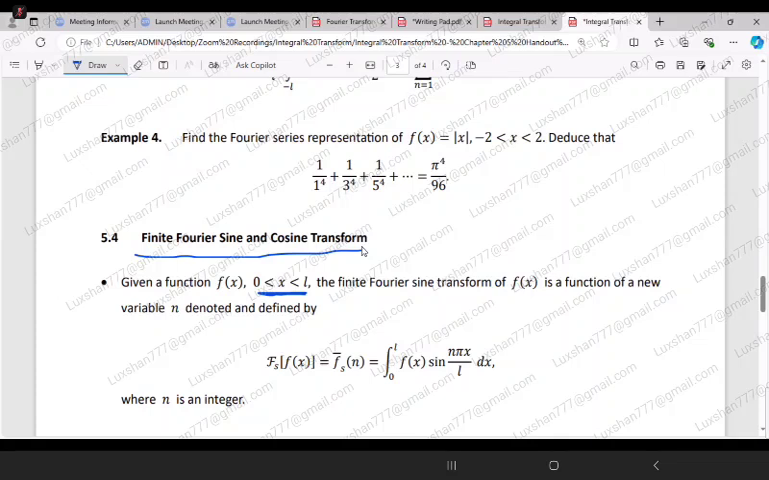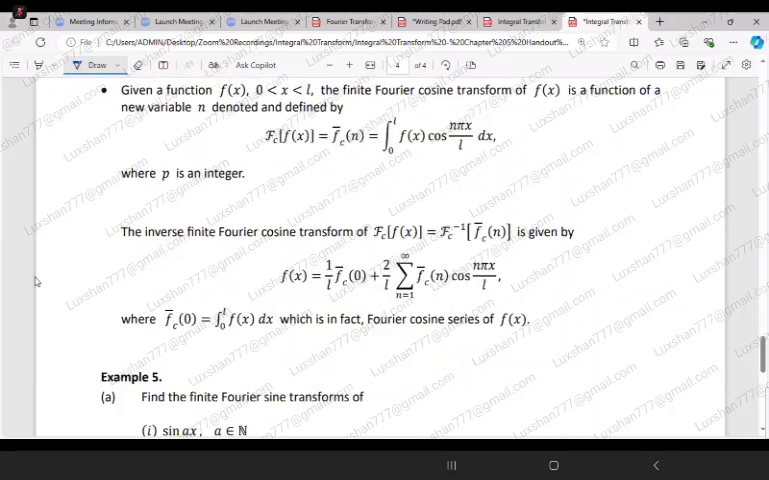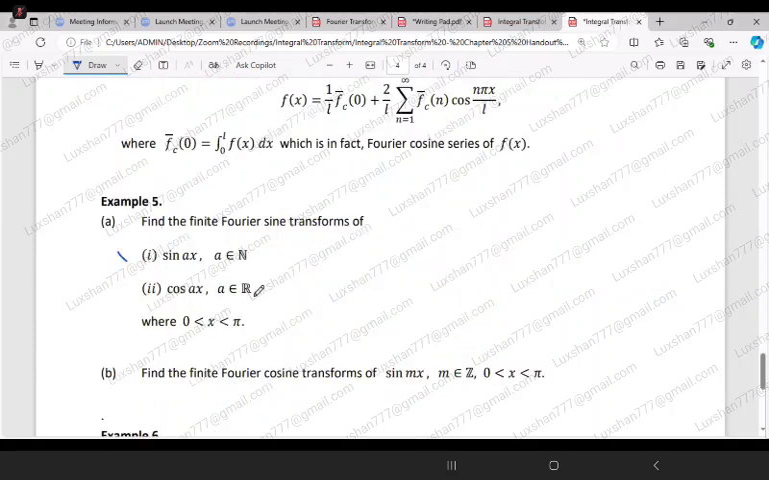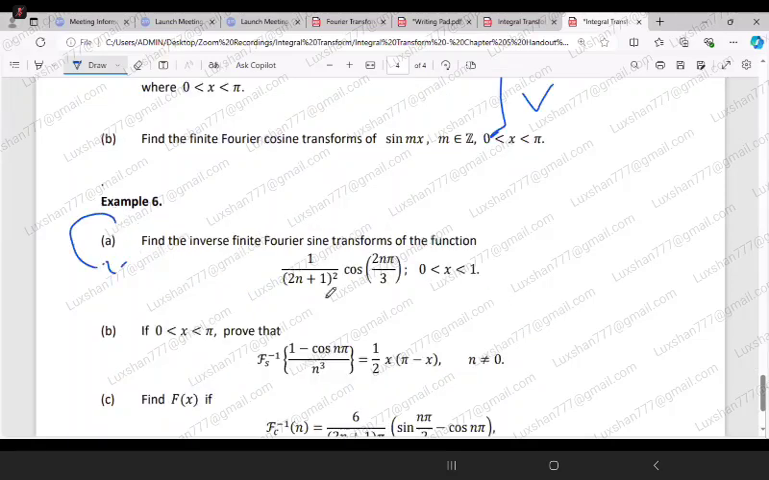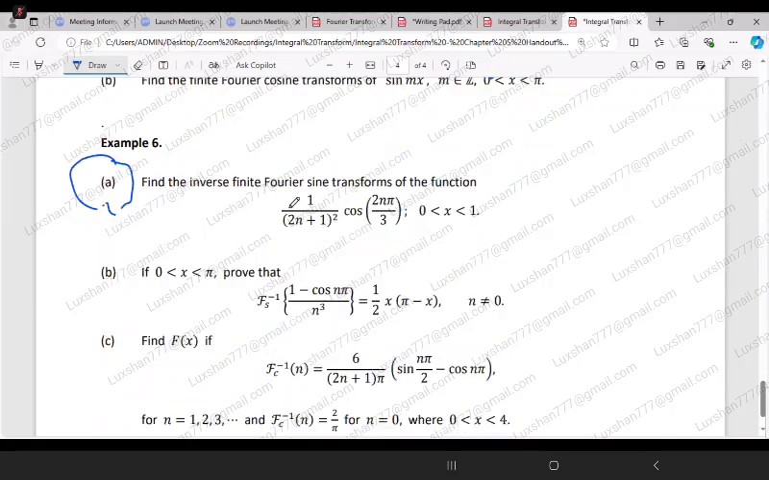Right. Now I think I remember we did this question, and hopefully you can do these questions. We'll do one of these questions, the first one. Find the inverse finite Fourier sine transform of this function, 1 over (2n plus 1) whole squared into cos 2n pi by 3, and the range is 0 to 1. So we'll work out that one, example number 6.